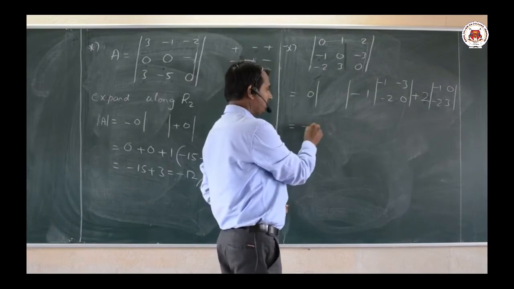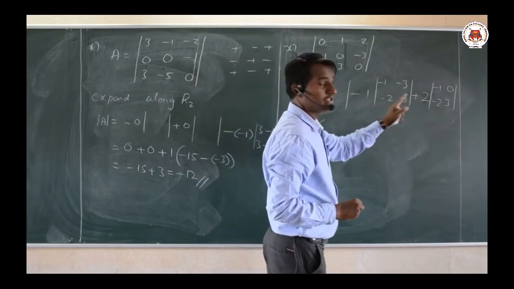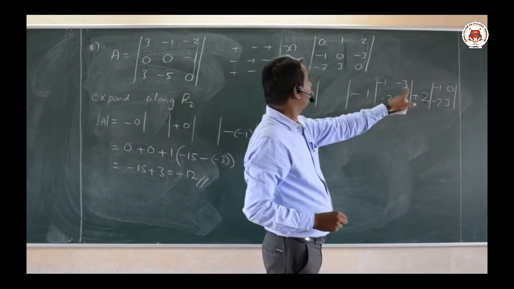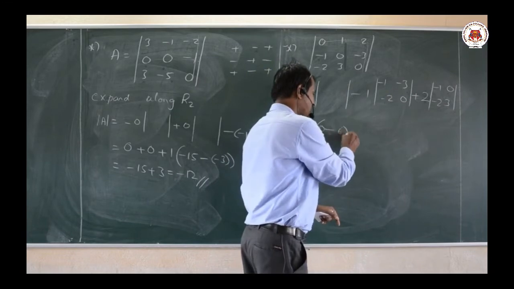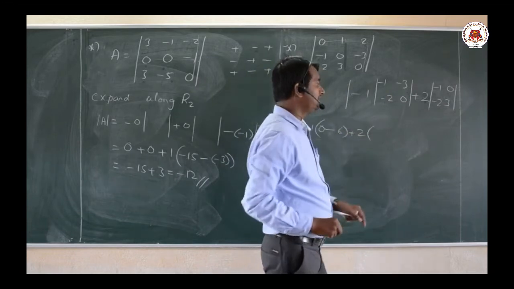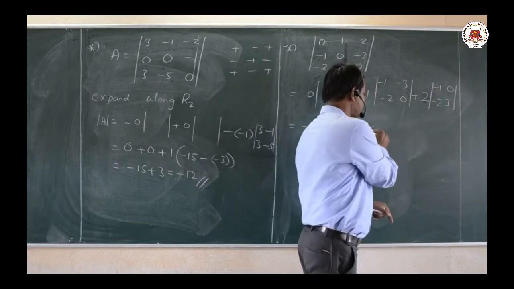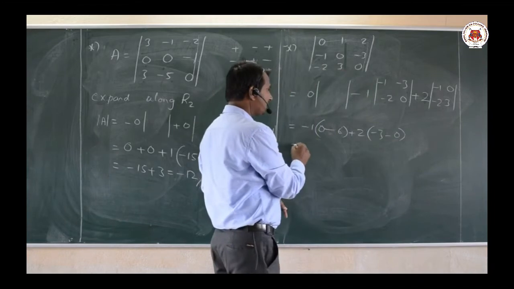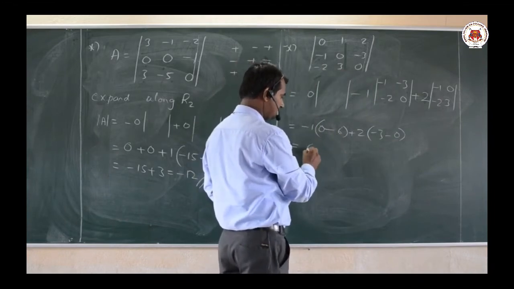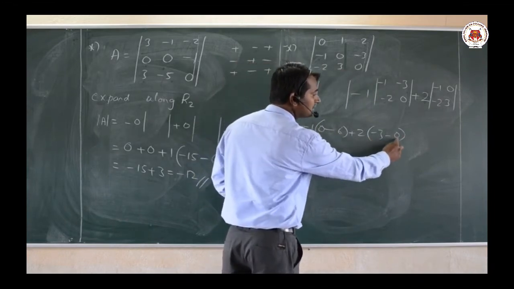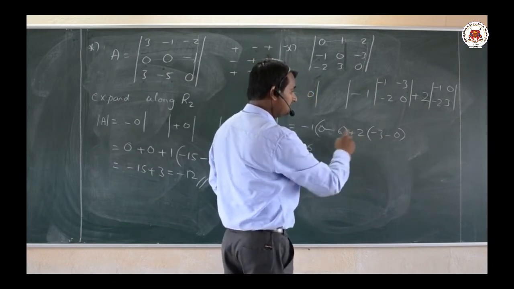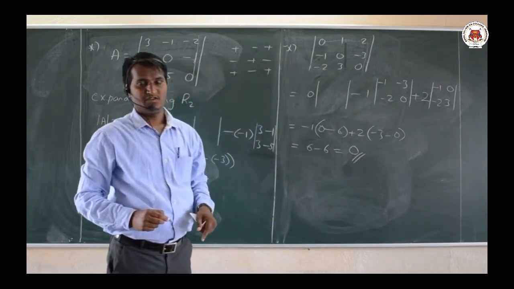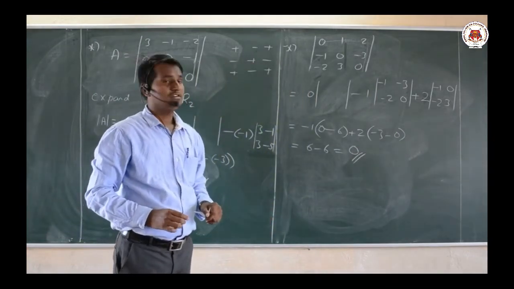That is minus 1 into 0, the value will be 0 only. Then minus of minus 2 into minus 3, what we get is 6. Then plus 2 into, here we evaluate minus 1 into 3, that is minus 3, and 2 into 0 will be 0 itself. Now we get minus 6, minus into minus plus 6, then minus 3 minus 0, that is minus 3, minus 3 into 6 is minus 6, and ultimately the value we get is 0. This is how we are evaluating the values.